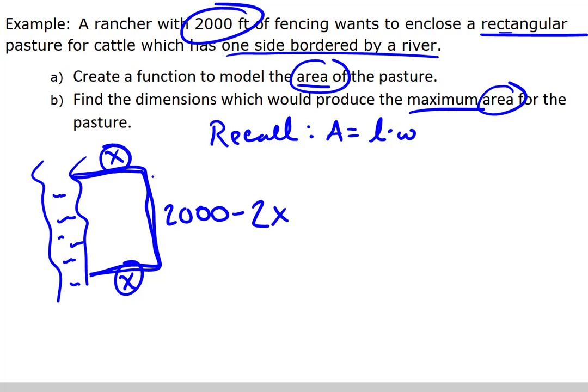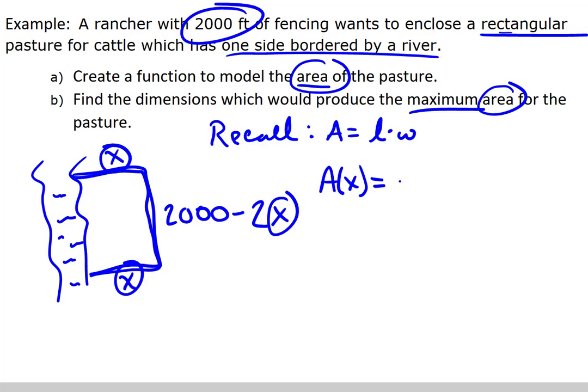So that would be the way we can represent the vertical side measure of this pasture area, this rectangular pasture area, which means, now notice, both the width and the length of our rectangle are defined in terms of the variable x, which means we can create an area function and call it A of x.